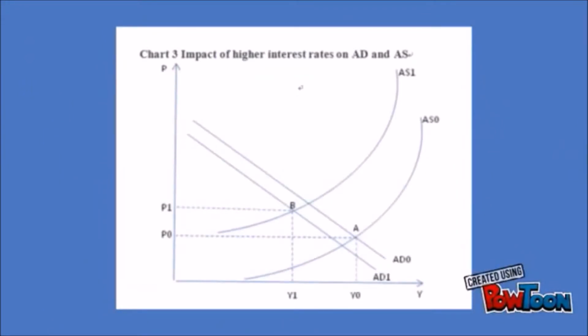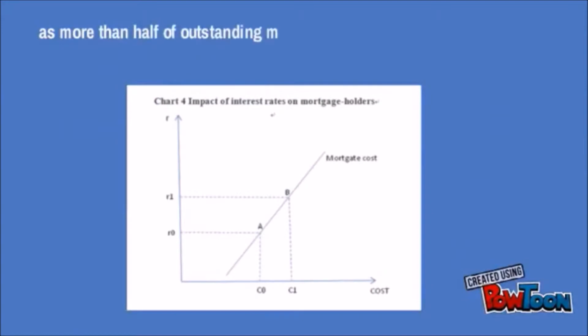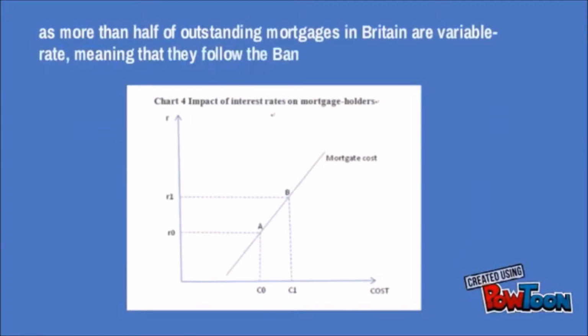This will shift the aggregate supply from AS0 to AS1 at new equilibrium point B, and the new price P1 is larger than P0. This will result in inflation, as more than half of outstanding mortgages in Britain are variable rate, meaning that they follow the Bank of England's interest rate.